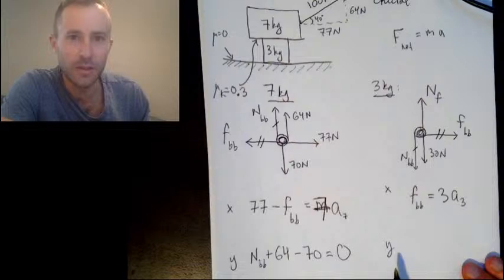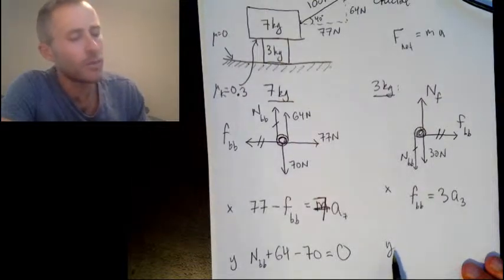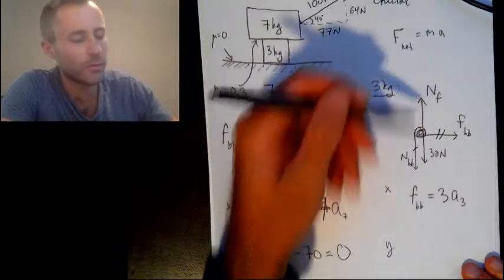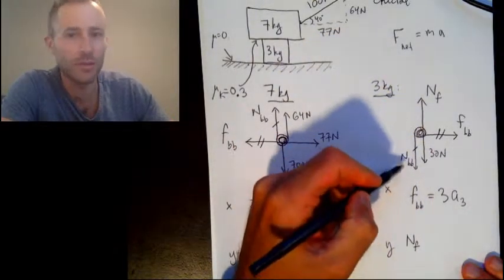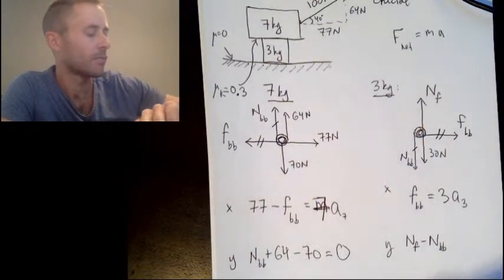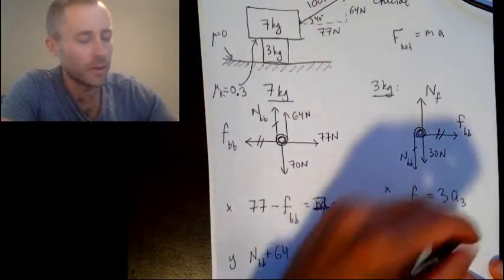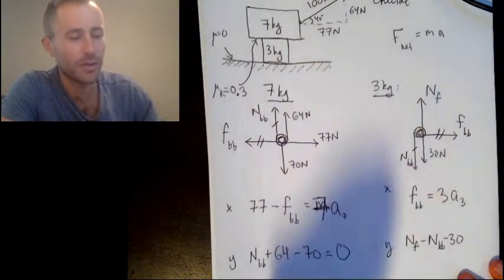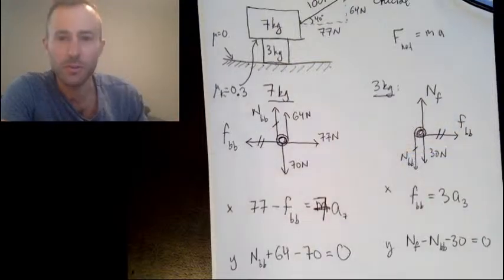And then in the y direction, we have an upward force, the normal force from the floor, and we have 2 downward forces, the normal force between the blocks, and then a 30 Newton force going down from the weight force. And those have to come out to 0. Why is that?